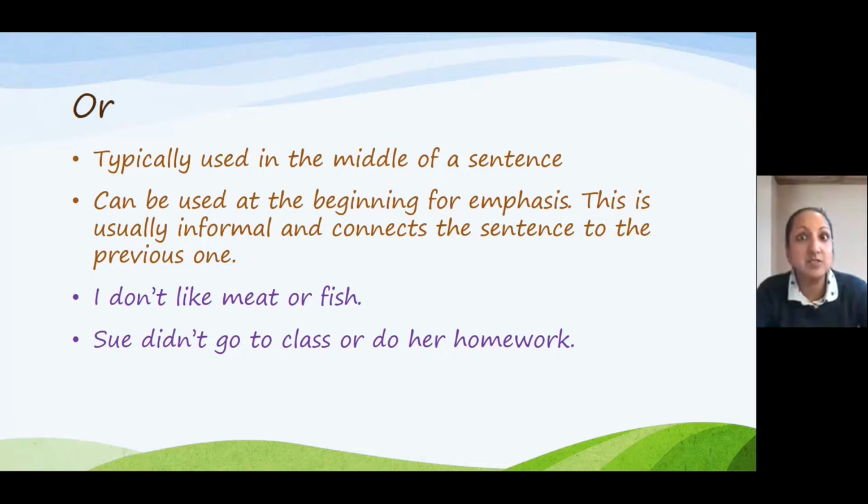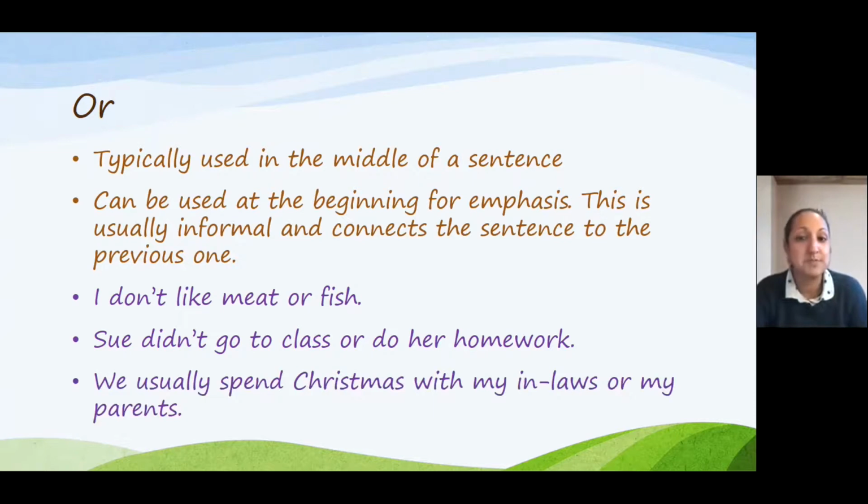Sue didn't go to class or do her homework. That means she didn't go to class and she didn't do her homework. We put them together, we use or. We usually spend Christmas with my in-laws or my parents. So that is short for we usually spend Christmas with my in-laws or we spend Christmas with my parents. So again, we don't have to repeat the same words.